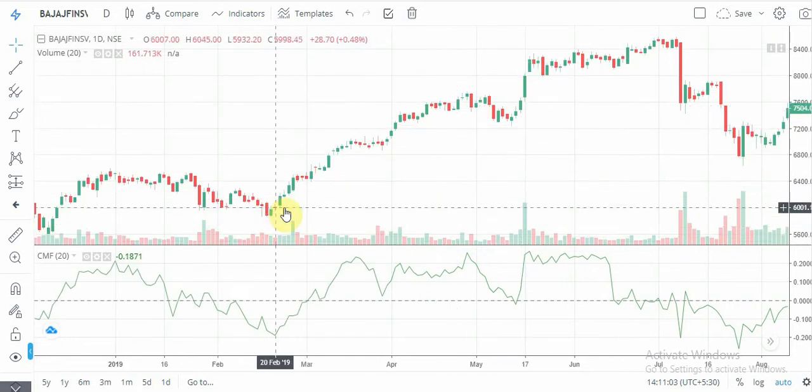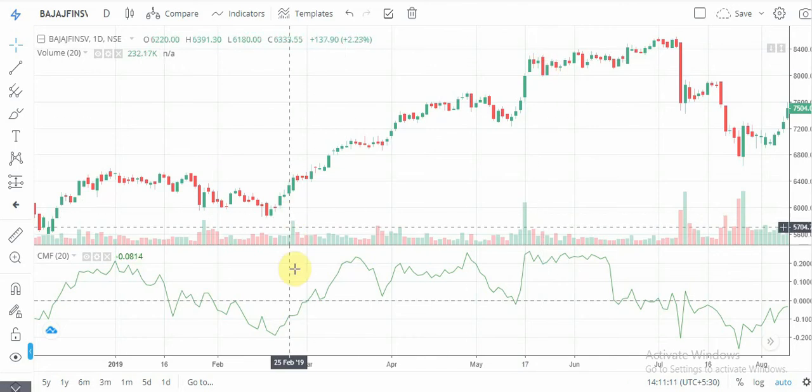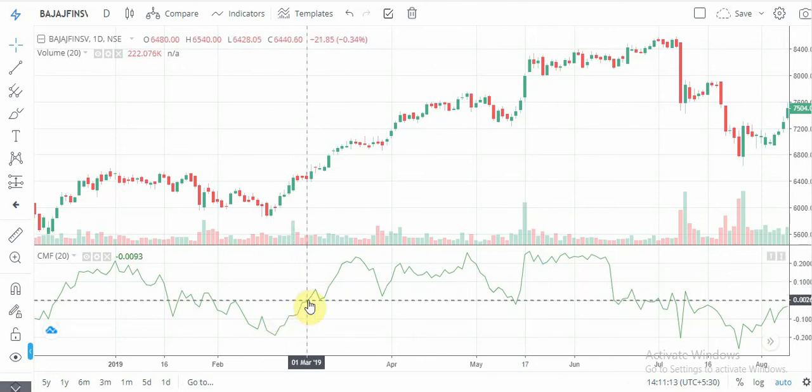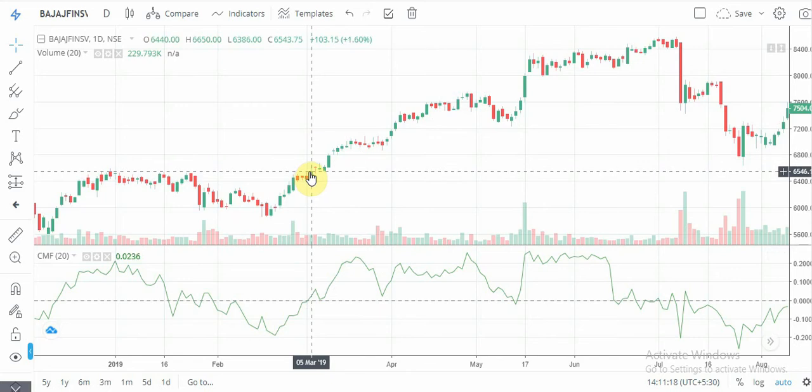Yeah, there's a good upward movement here. It crosses this line, the green line crosses here. If you make entry here, then you make a very good profit.